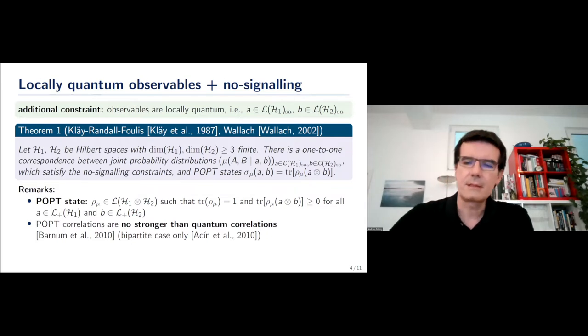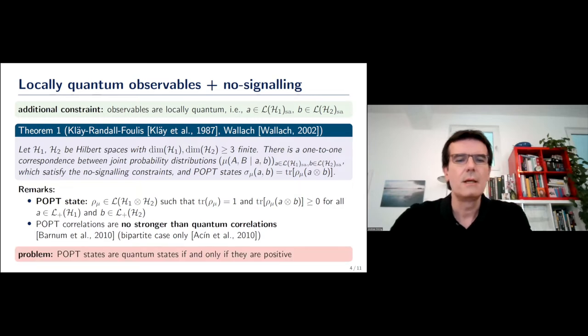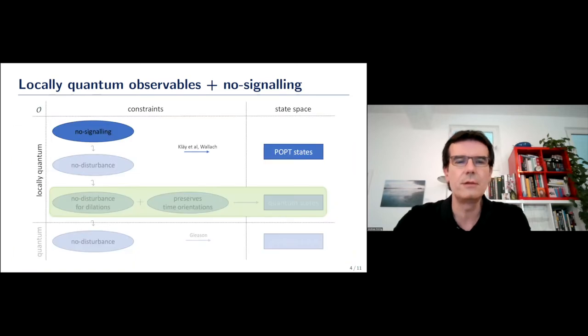So the task that we now have is to see how we can guarantee that such a POPT state is positive, hence a proper quantum state. So this is exactly the problem written down here again, and we go back to our overview, and basically we start here in the upper left corner. From no signaling, we get POPT states.